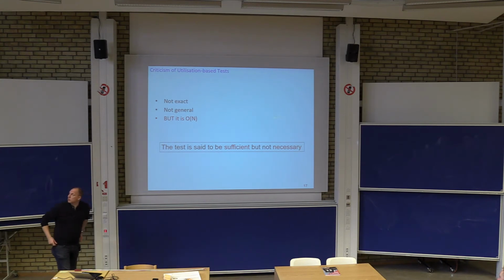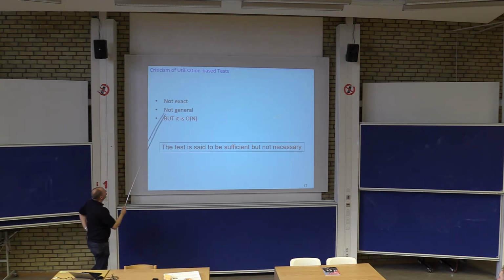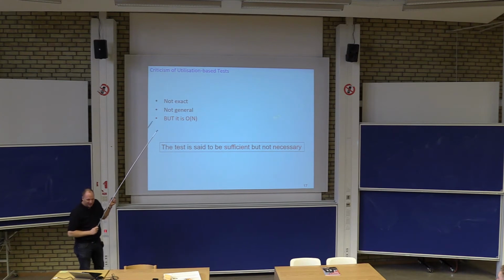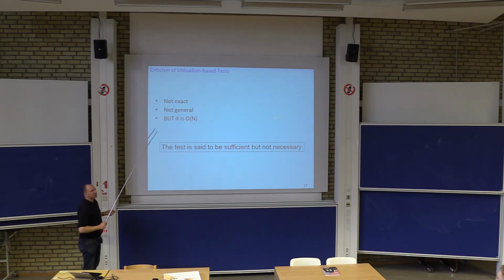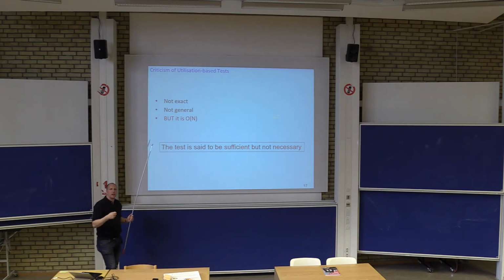Okay, so what is the problem here? It's not an exact criteria. It is an easy criteria to compute, but it's not exact. So we can have these examples here. It's also not very general, in the sense that it only worked if the deadline was equal to the period, which it might not be.